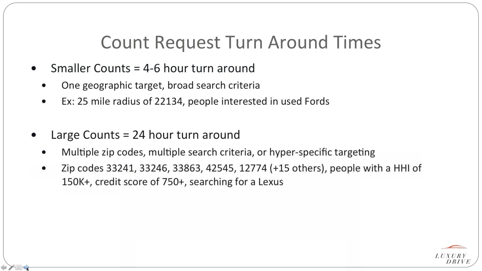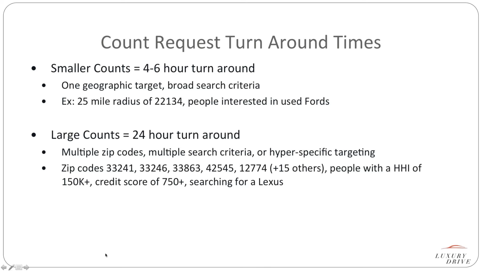So just to set some expectations here for the count request, on smaller counts, you're looking at about a 4 to 6 hour turnaround. A smaller count is going to be one that has one geographic target, broad criteria, and the example here is just a 25-mile radius around one zip code, and it's people who are interested in used Fords. So a very petite count in terms of geographic search and also demographic search.